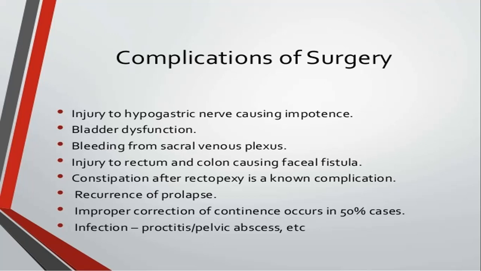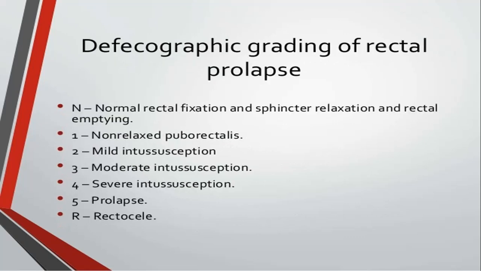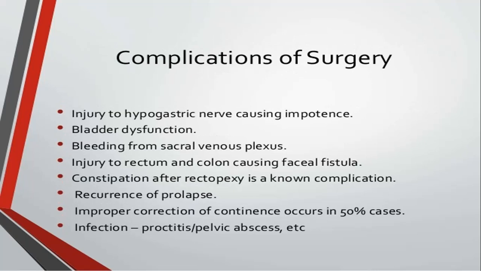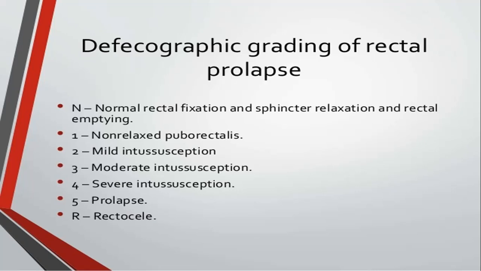If you are applying sutures to the rectum and sacrum, or applying the mesh to the sacrum, you can injure the rectum and colon, causing a fecal fistula. Constipation after rectopexy is also a known complication. Recurrence of prolapse can occur with improper correction. Infection, abscess, etc. So, the complications of surgery: damaging the hypogastric nerve, bladder dysfunction, impotence, bleeding, constipation, recurrence, infection, injury. You must remember all of these complications if you are doing surgery for prolapse.